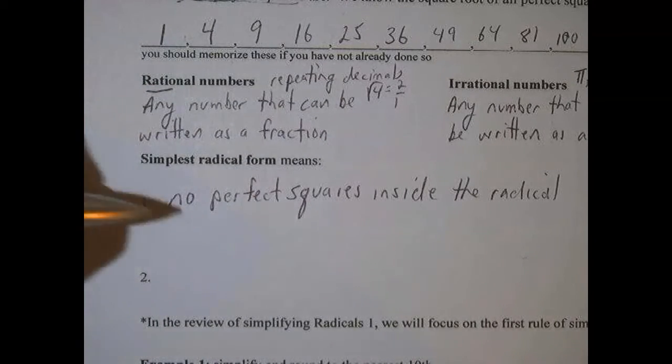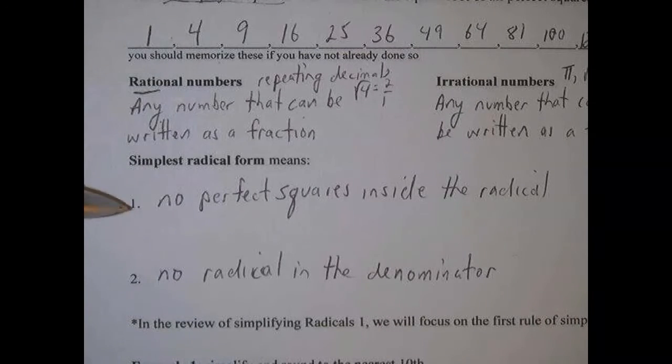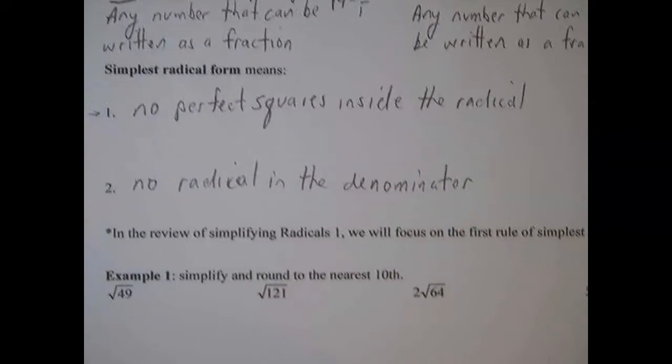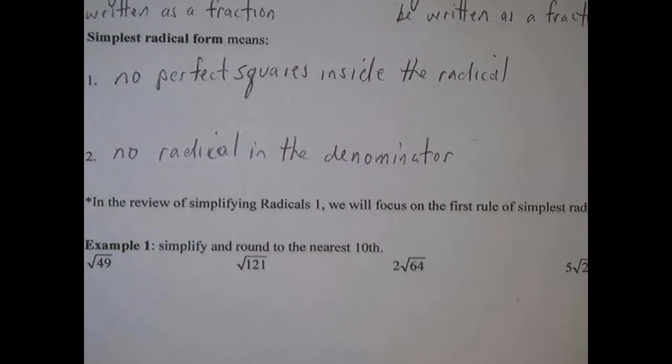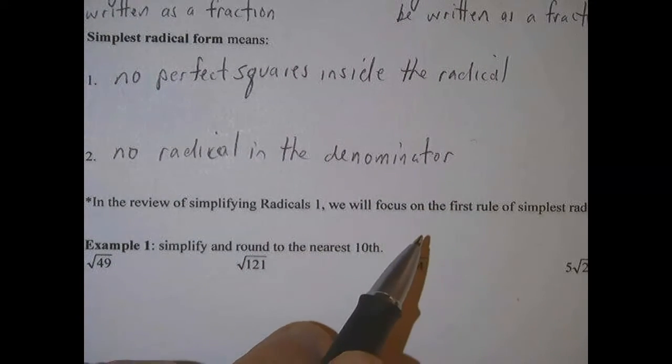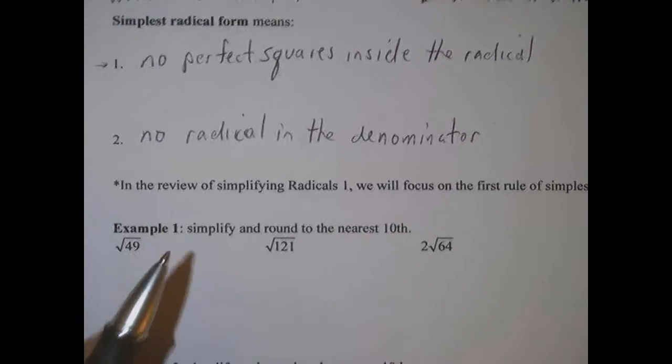Okay, the other restriction is you cannot have a radical in the denominator. We're not going to talk about that one today, but I'm still going to write it down because it kind of completes the picture. Today we're going to focus on the first rule of simplest radical form. All right, so let's look at a bunch of these.